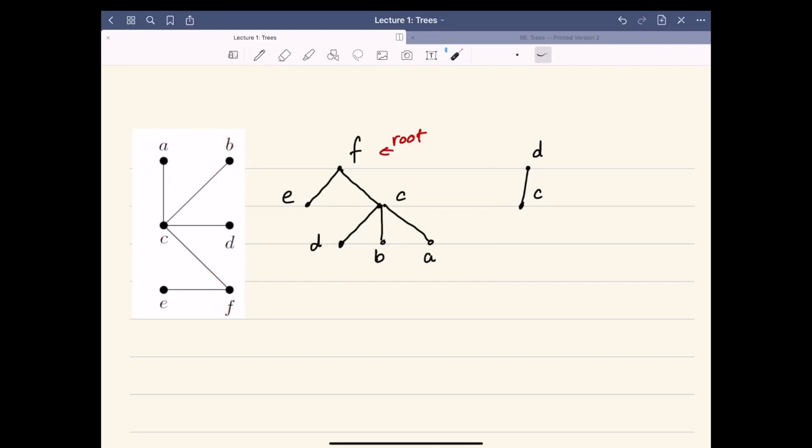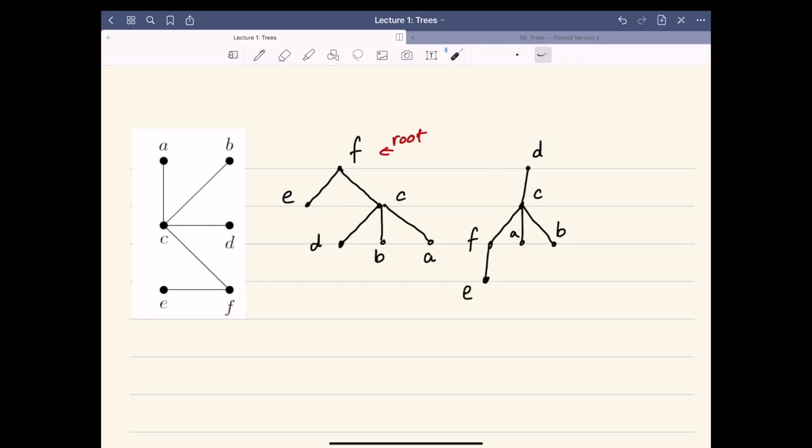So these are the three vertices adjacent to C. So we will draw C, and below it, we will draw three vertices. One will be for F, one will be for A, and one will be for B. Now F is adjacent to E, so we will draw E in a lower level.